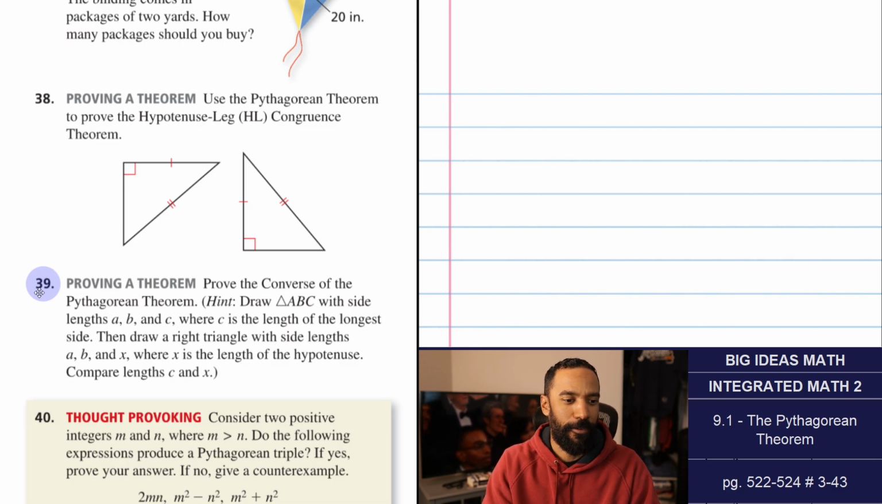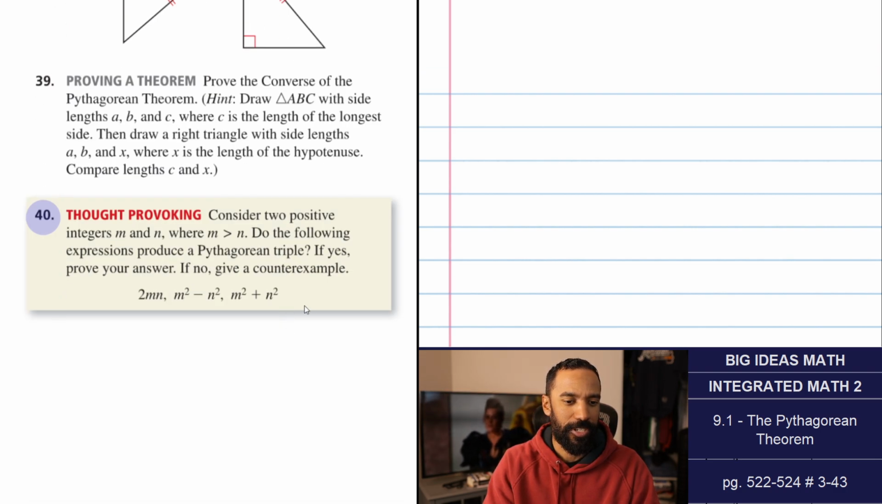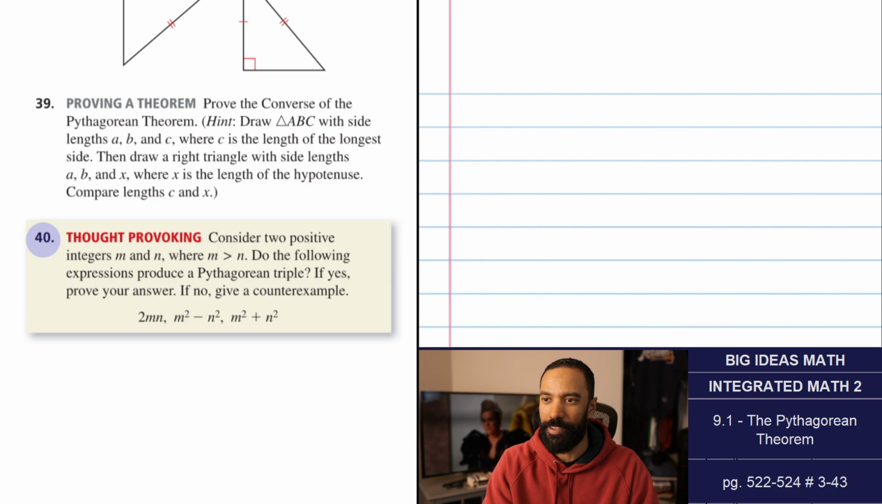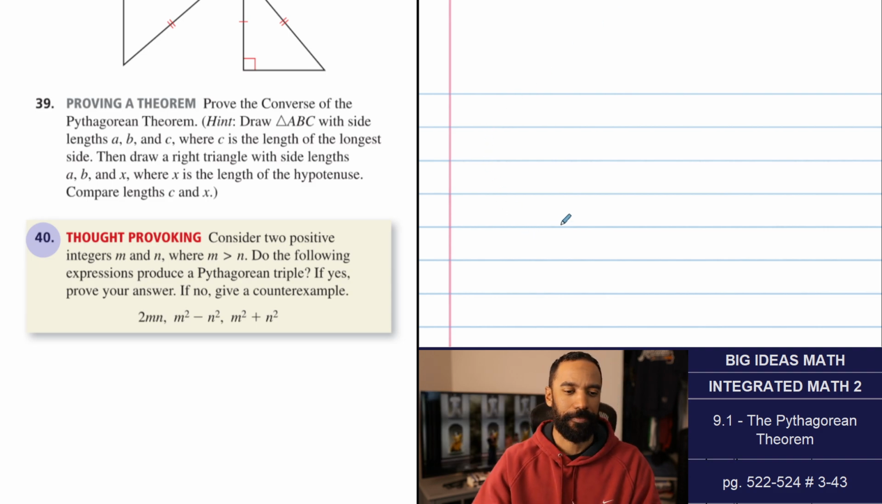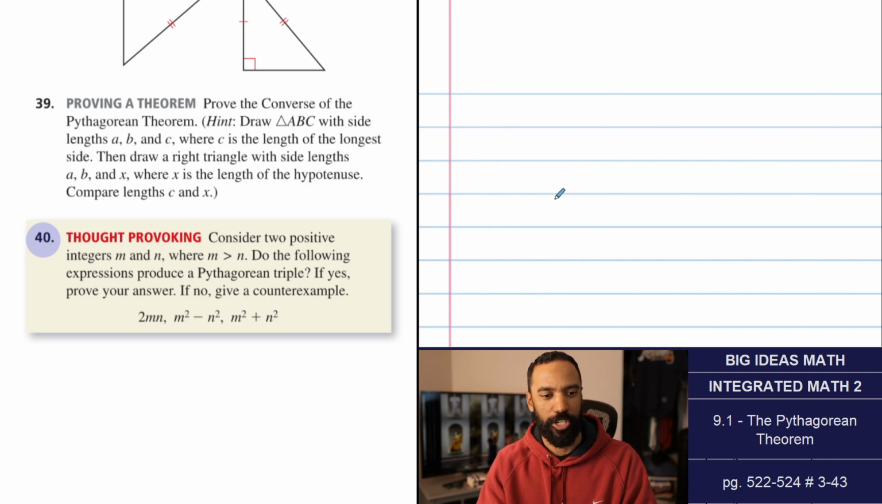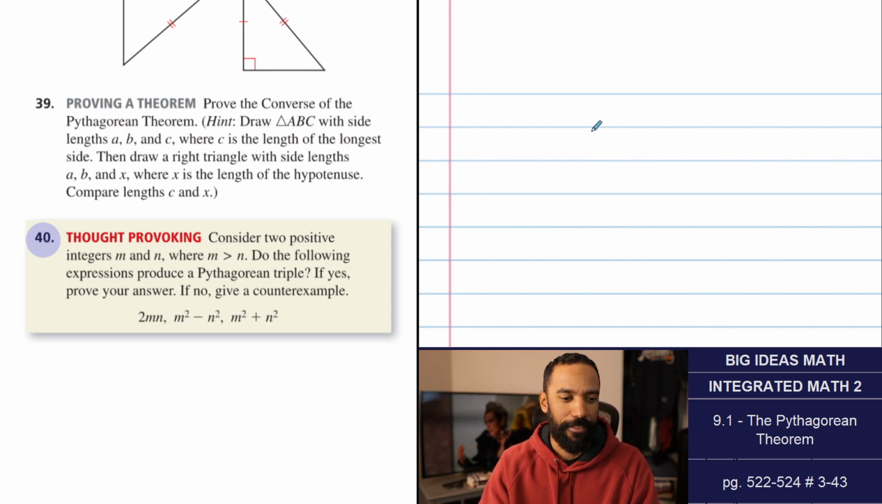All right, let's go to number 40. We're almost done. I think four more questions. Consider two positive integers, m and n, where m is greater than n. Do the following expressions produce a Pythagorean triple? If yes, prove your answer. If no, give a counterexample.